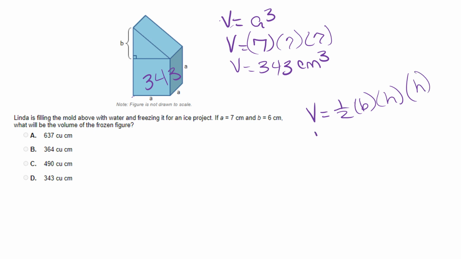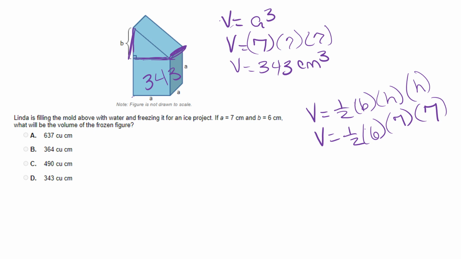Okay, so the volume is half. We're looking at the triangle here. We've got B, which is 6, times this way, which is A, that'll be 7, times the height of the figure, which is 8. It doesn't matter what order, because multiplication is commutative, you could swap those places. So it doesn't matter which order you put those in, because when you're multiplying, it all comes out the same.